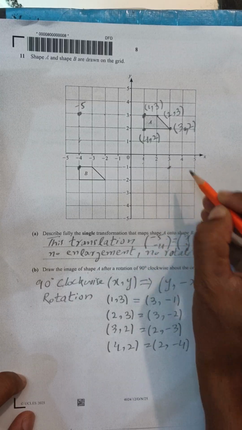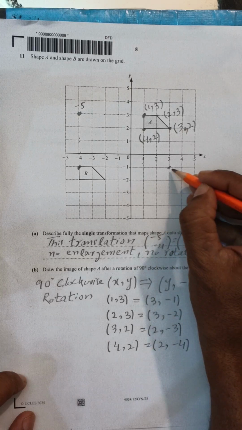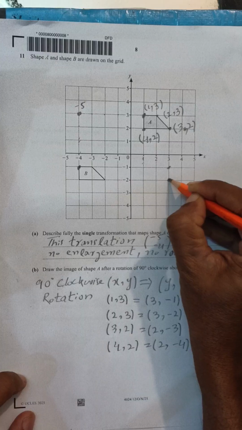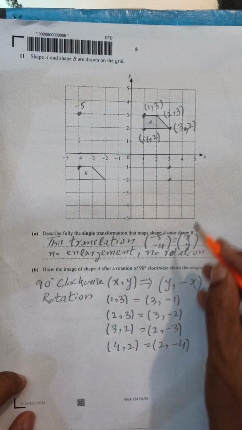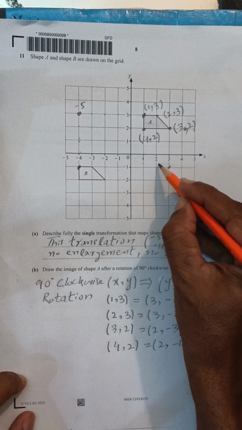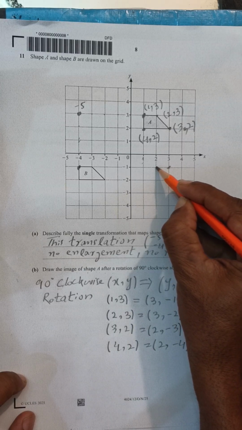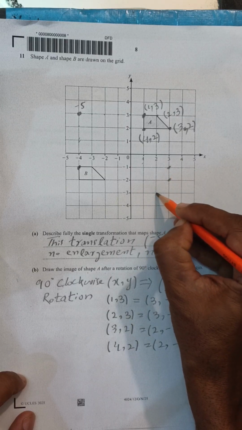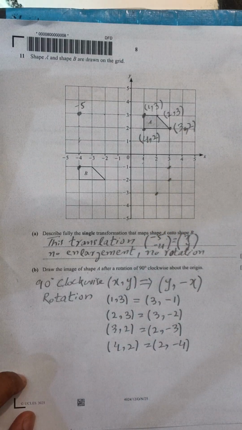Yes, 3 and minus 1. Second, 3 and minus 2. Yes, again 3 and minus 2 is here. Yes, 2 minus 3. Okay, what about the 2? 2 and minus 3. Yes, this one is 2 minus 3. Okay, yes.